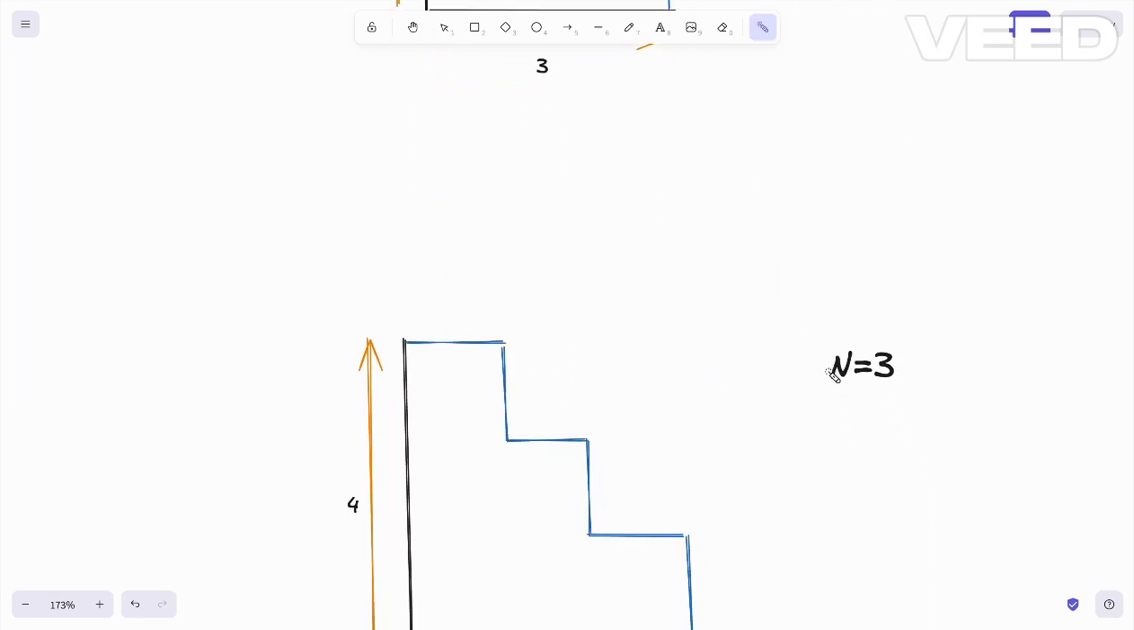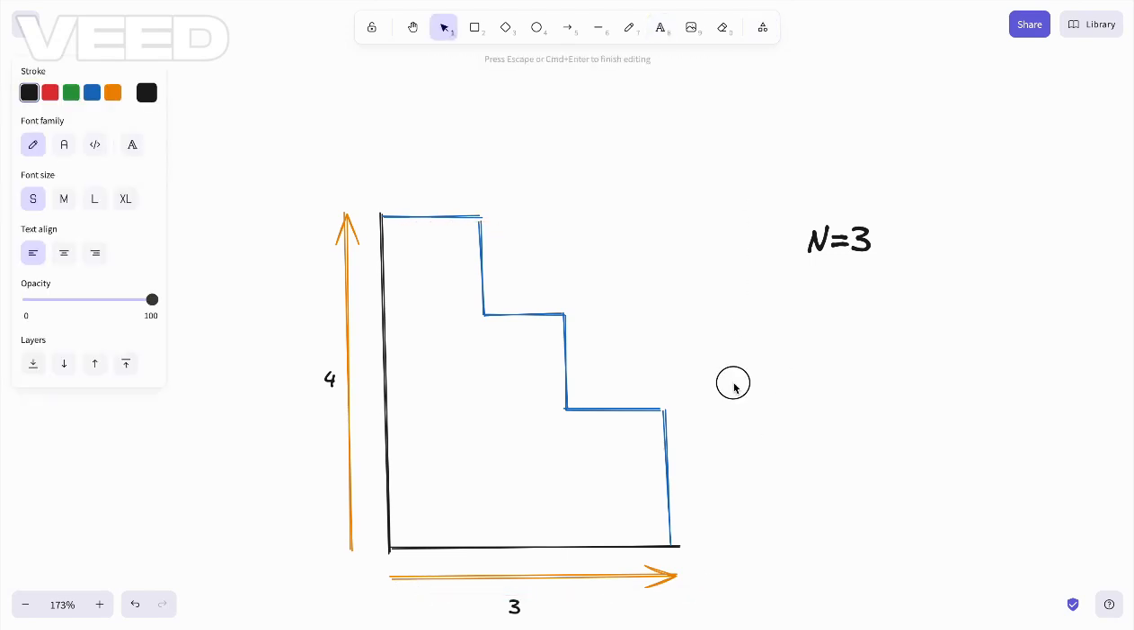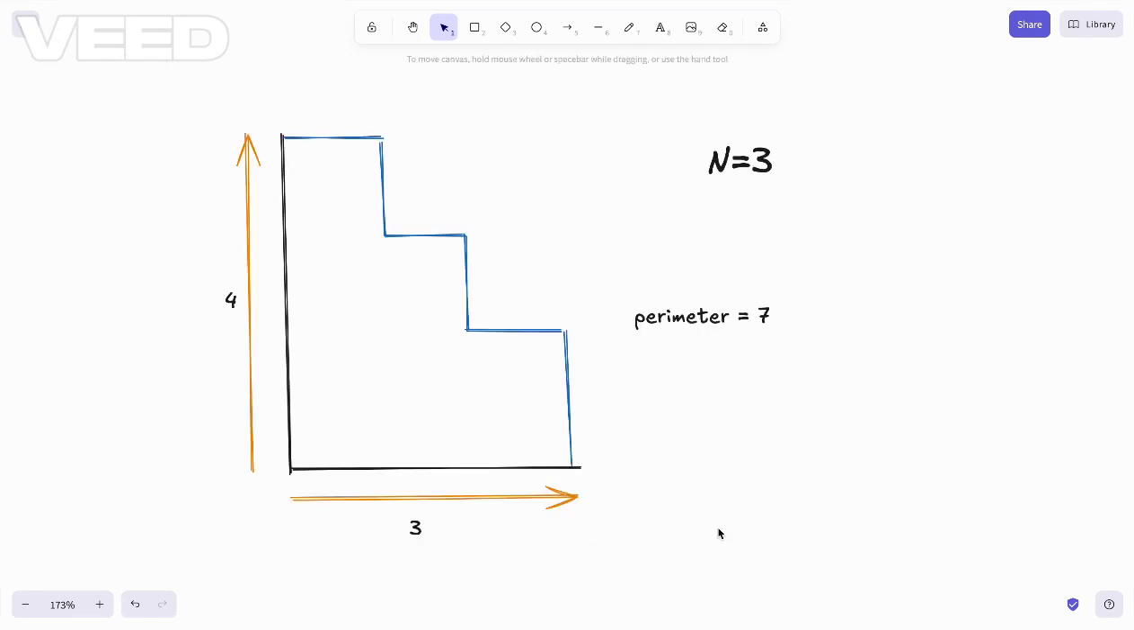Now for the third case also, I have taken 3 staircases, the first one, second one and the third one, and for n equal to 3 there are 3 horizontal lines and 3 vertical lines, and all these vertical lines will add up to 4 units and all these horizontal lines will add up to 3 units. So yep, again the perimeter will be equal to 7. Pretty easy up till here. From the above calculations we have seen that it doesn't matter how many steps we are taking, the perimeter or the length of the staircase is always 7, which is constant. You can take any number of staircases, the perimeter will always be the same.